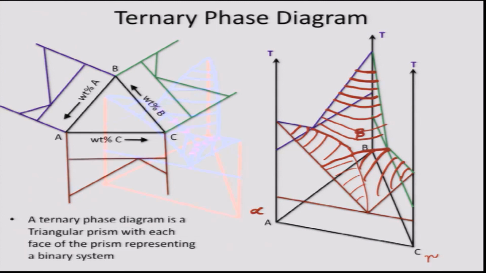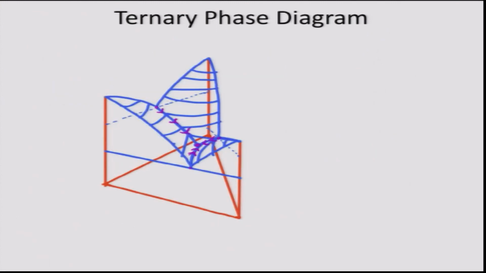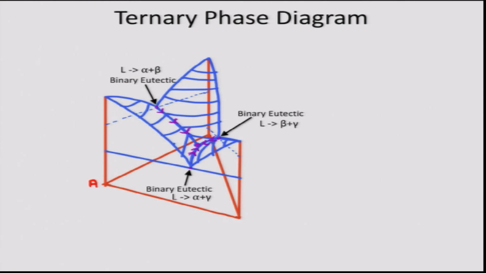So, I have redrawn this ternary phase diagram here. We can note there are 3 binary eutectics here. A binary eutectic is a 3 phase equilibrium, and these 3 eutectics are one on the binary system AB. Let us write the ABC corners here.